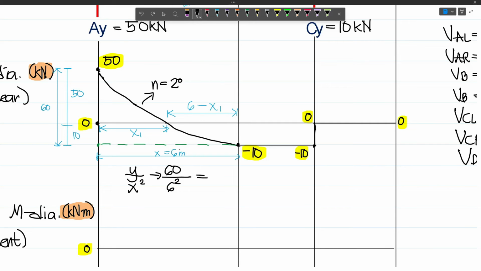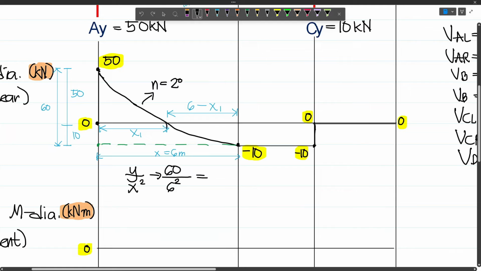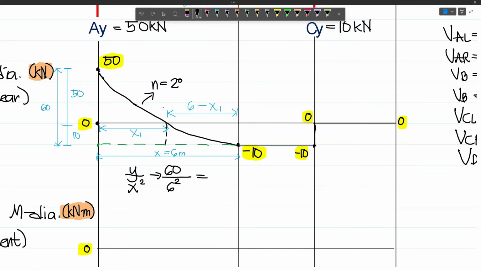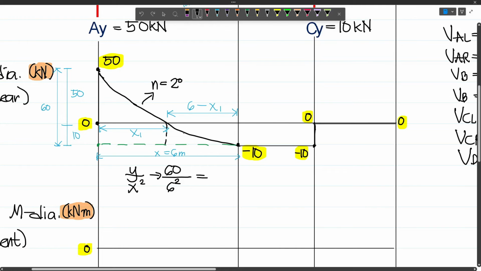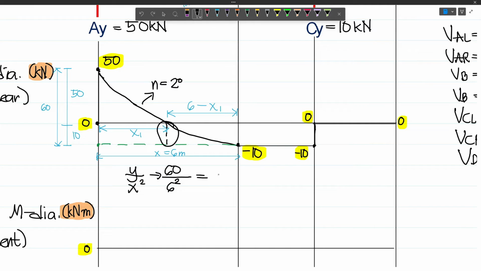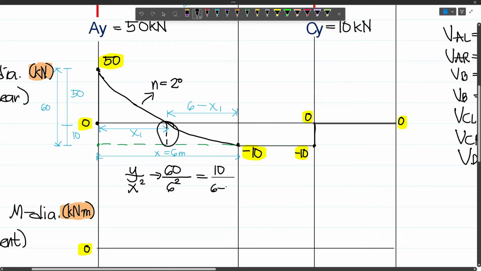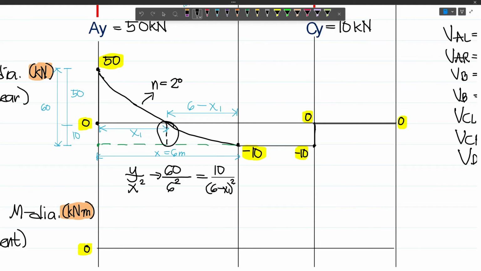Now, sir, ano yung y na gagamitan? For this base, we will actually use itong y na to. Kasi diba, we can start from the middle up to the vertex. So we can actually apply the spandrel formula for this one. Now what is this distance? Diba, that's equal to 10. So we have 10 is to this base, which is 6 minus x1 and then squared. And so now we can solve x1.